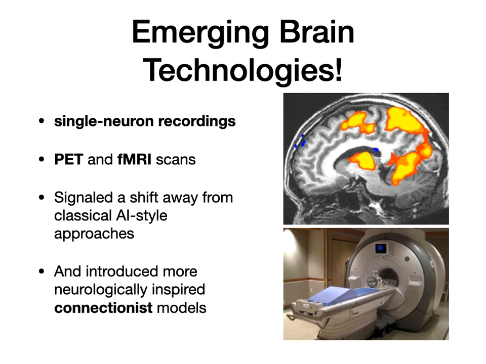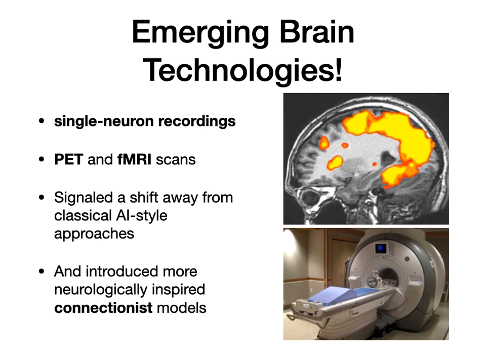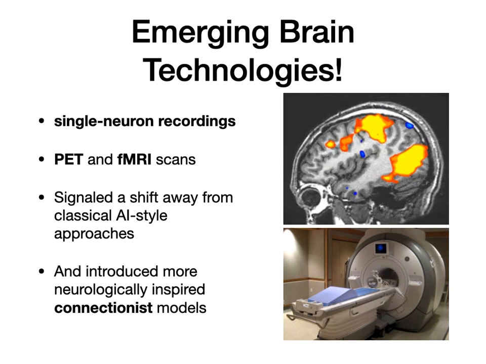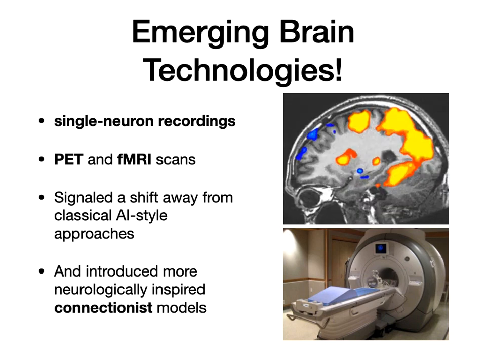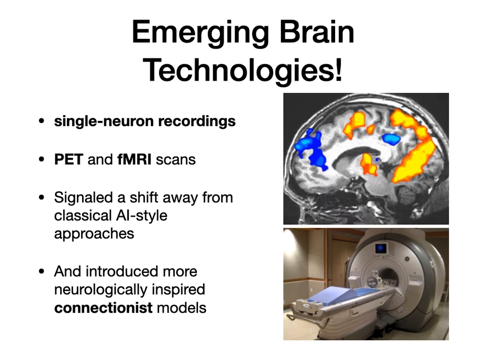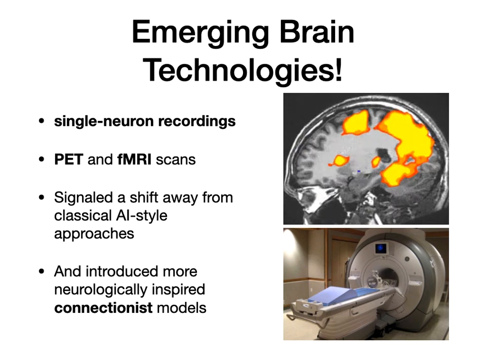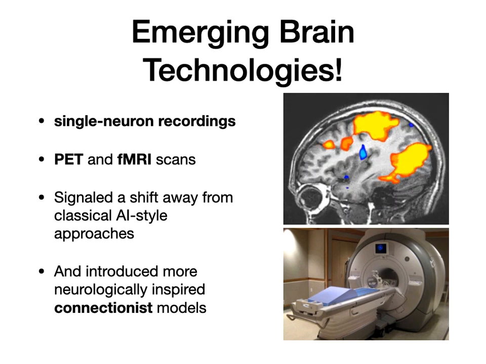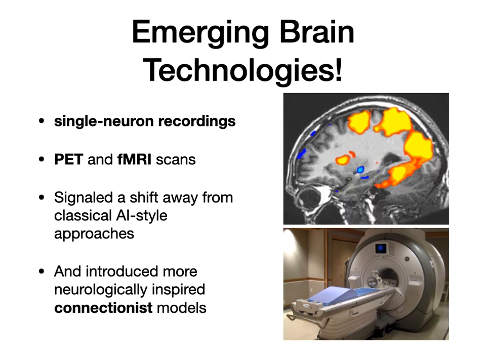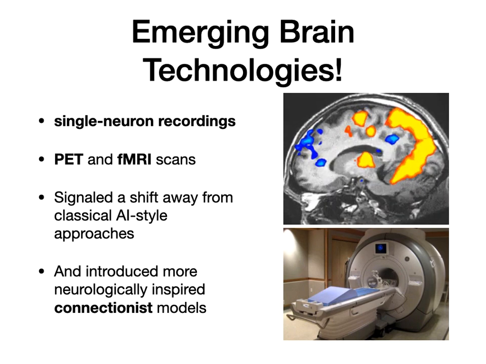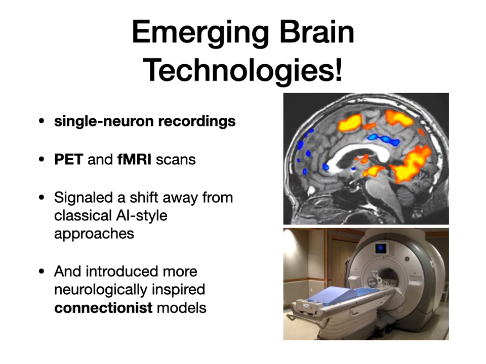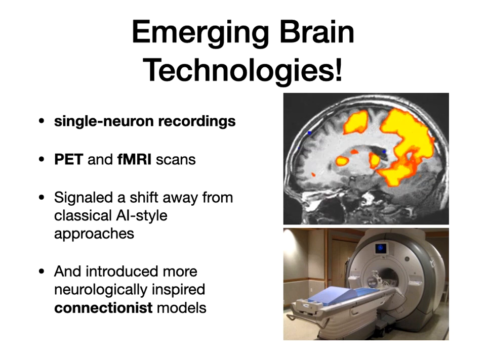From single neuron recordings, where we can tap into a single neuron and see how it activates, when it gets a signal and when it doesn't, when it fires and when it doesn't, all the way up to broader things like PET or fMRI scans. We can scan the entire brain to say, hey, what is happening at every given moment in this brain?